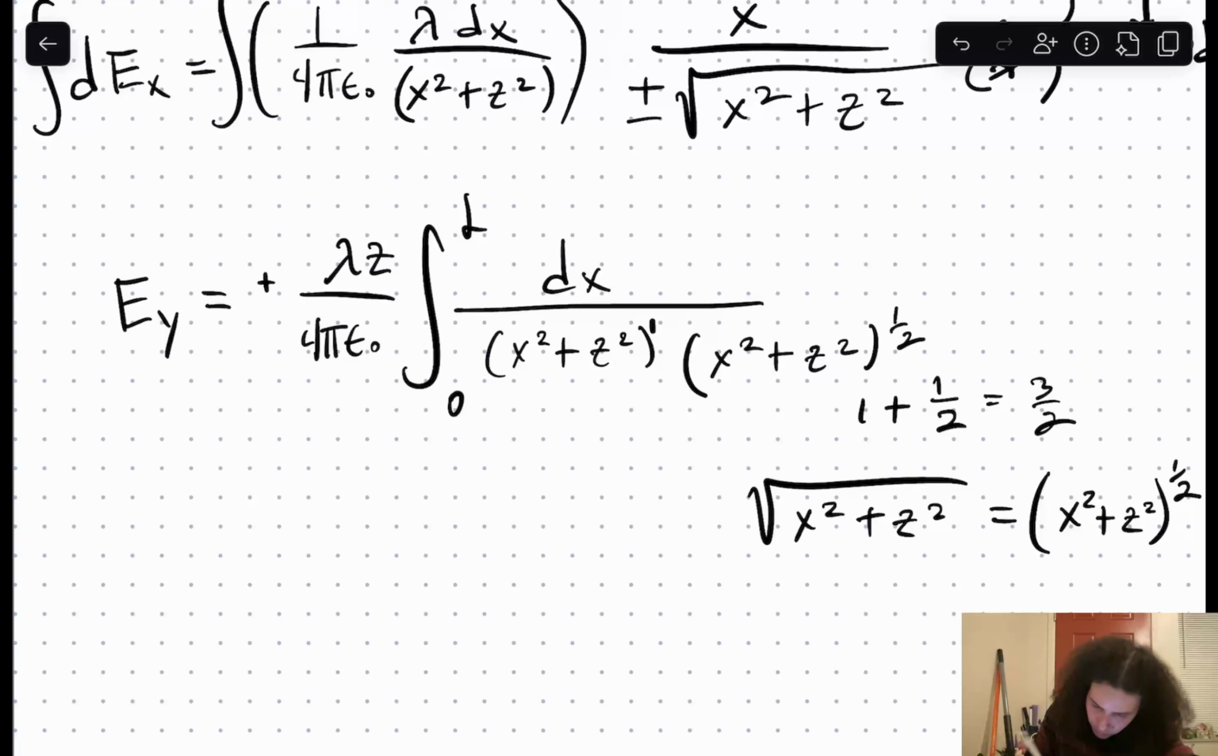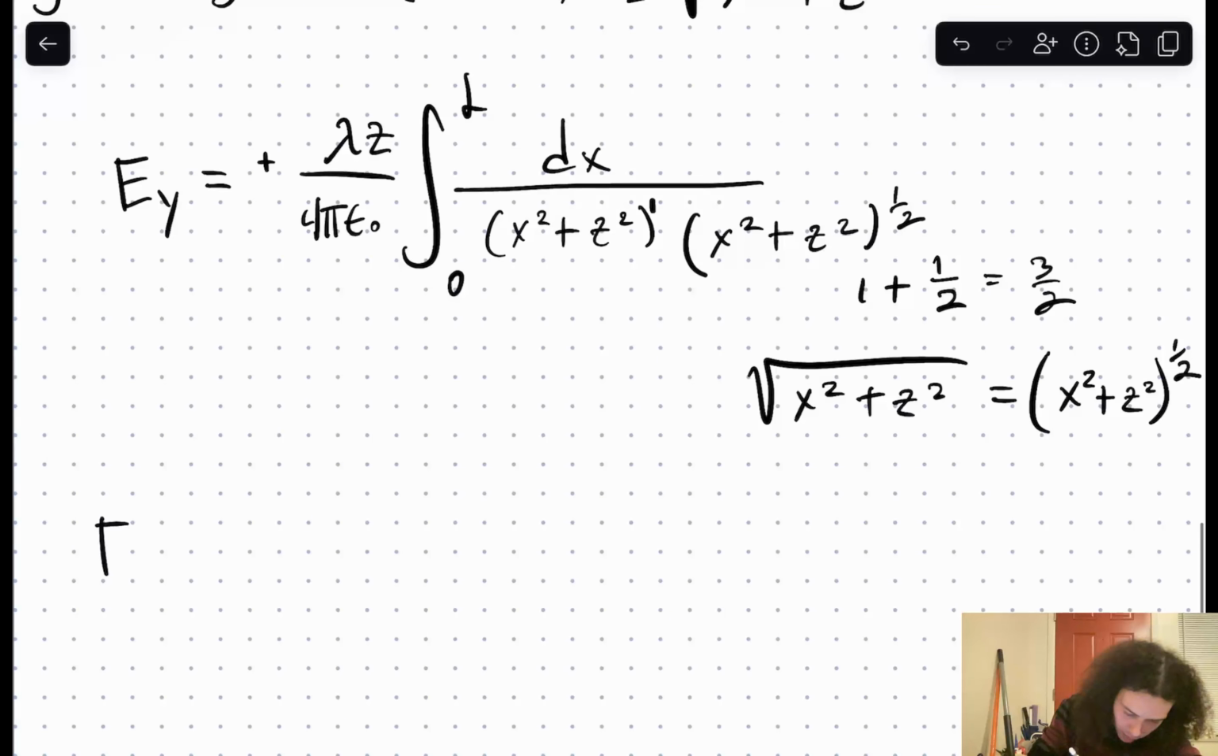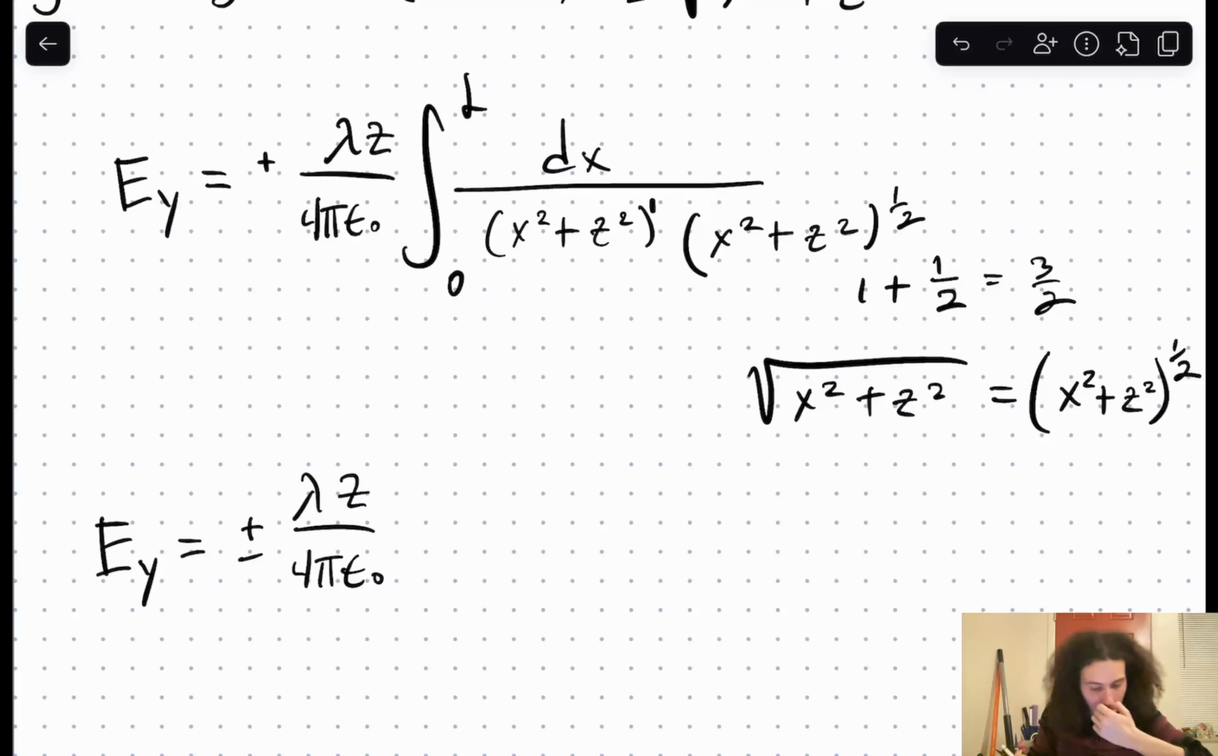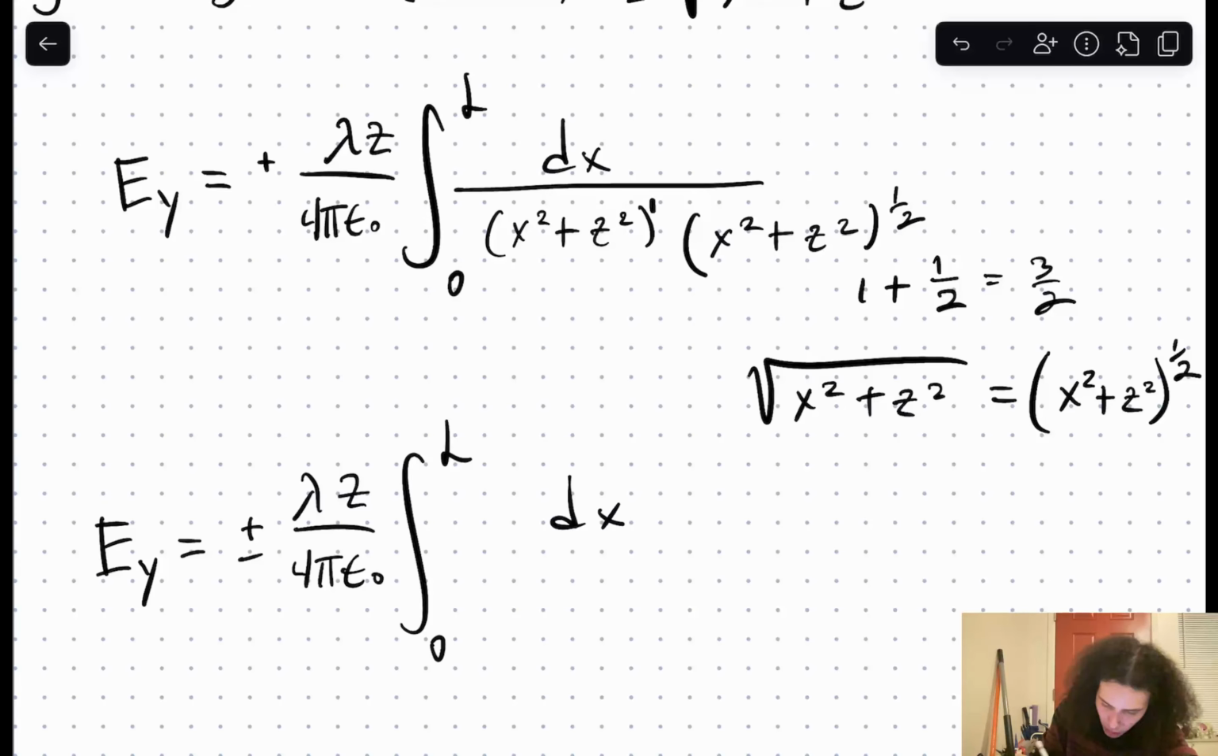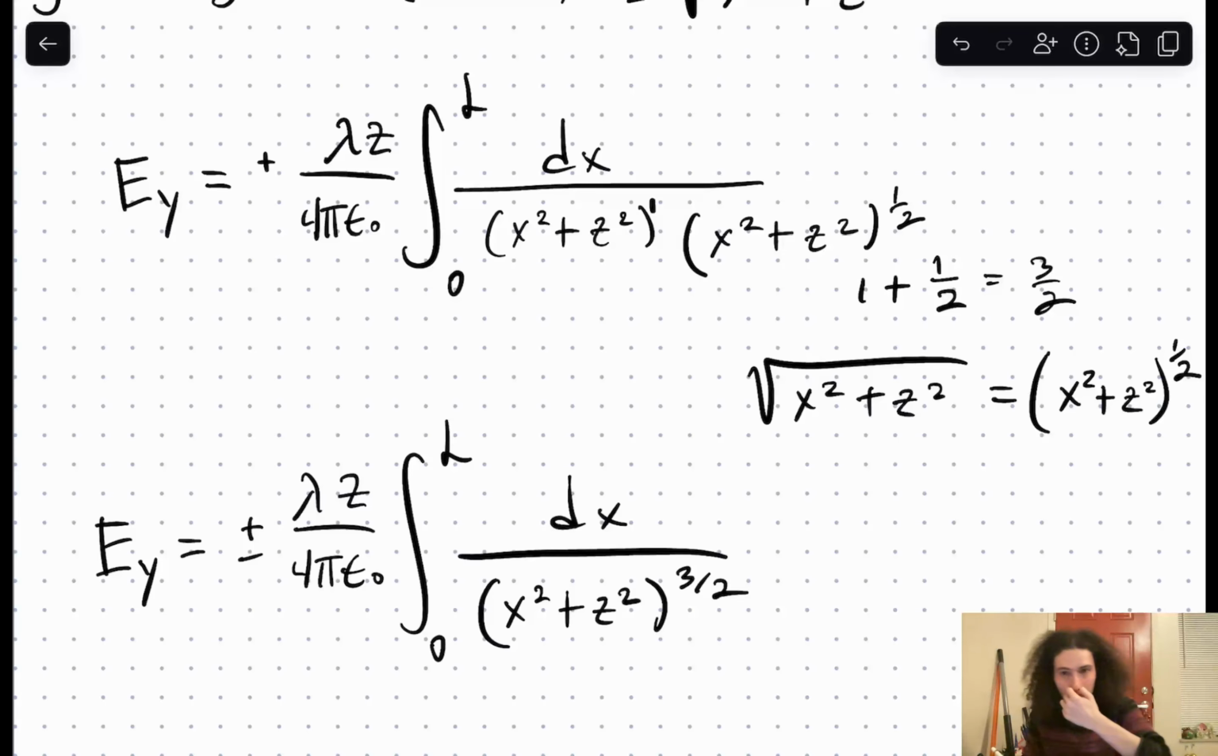It's 3/2. And now we can have E_y over here as plus or minus lambda z over 4 pi epsilon naught, integral from 0 to L of dx over (x squared plus z squared) to the 3/2.